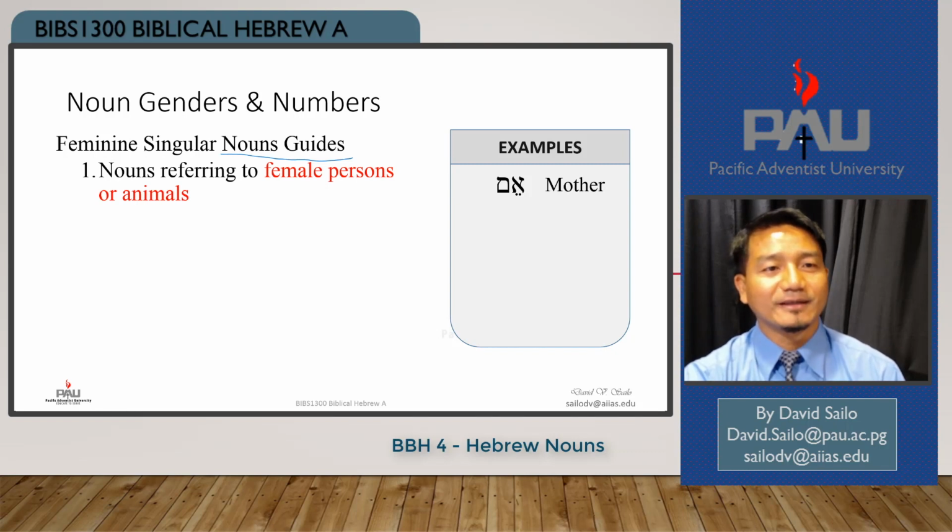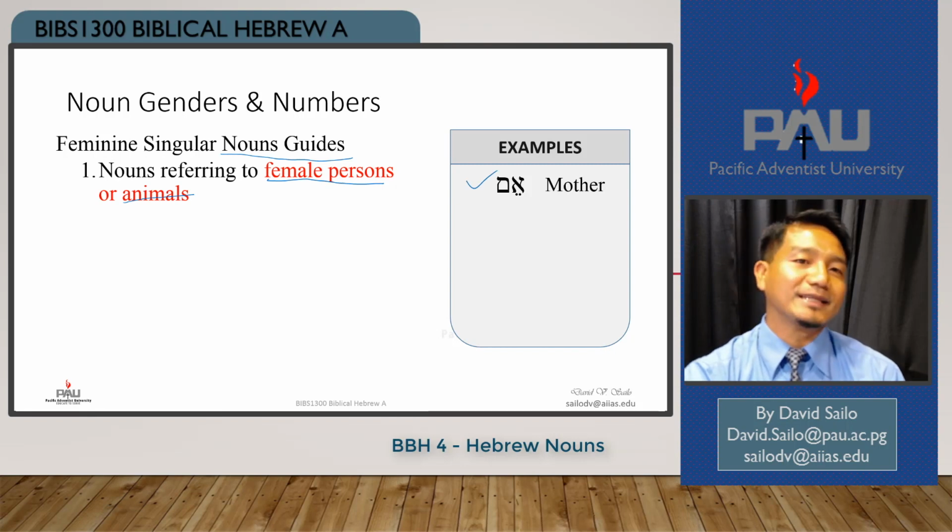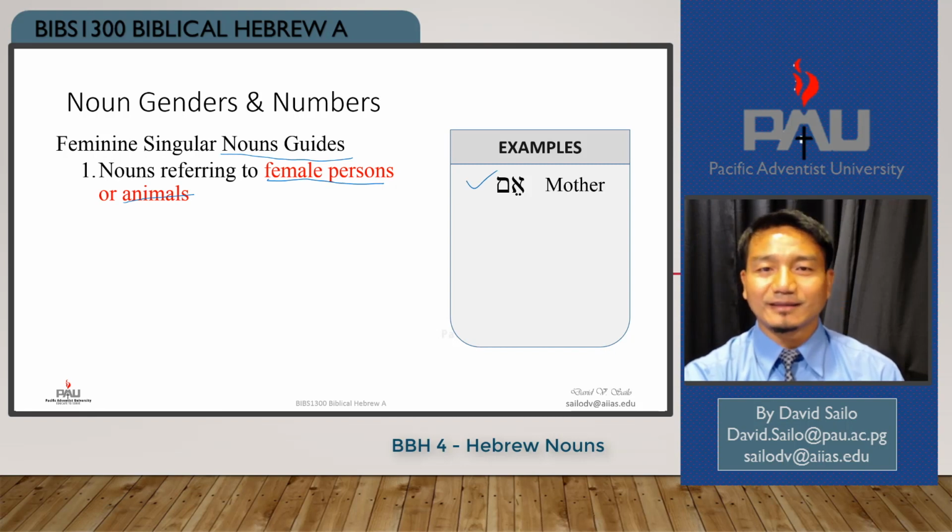Let's look at some of the nouns. As simple references, this is not always true, but most of the time it is. When a noun is referring to a female person or animal, then you can say that this is a feminine noun. Like this is the word Em. So we read it this way. This is silent. We only have a sheva here, so we have Em, mother.